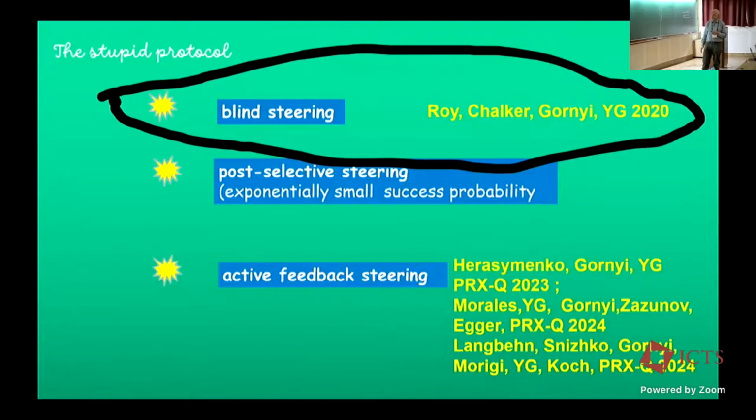I believe that the first work that I mentioned was the work we did in collaboration with Sitta Roy, who also is not here.